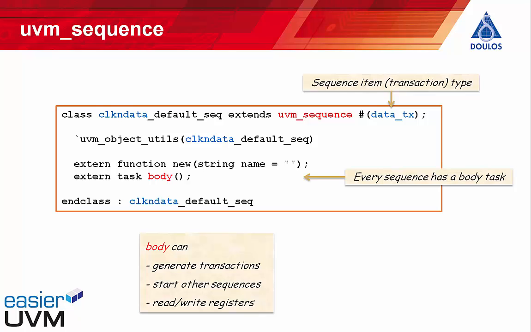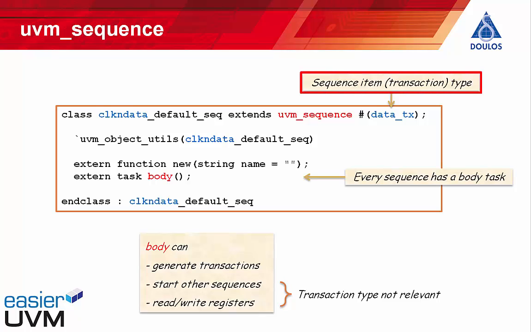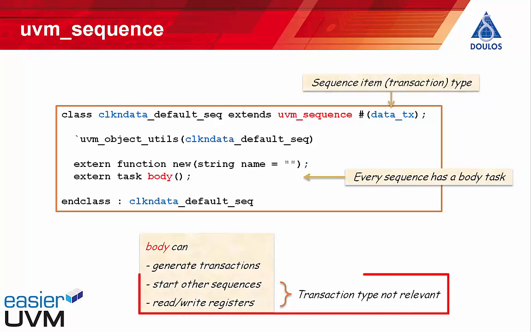So technically, a sequence is an object of a class that extends UVM sequence, and it has a body task to do whatever it is the sequence does. And those are pretty much the only technical limitations on sequences. I'll talk more about the use model for sequences as we go through this tutorial. So if we're using a sequence to generate transactions, then the sequence item that we name when we extend the base class is going to be very important. If we're using a sequence to start other sequences or using a sequence to read or write registers, the transaction type is not directly relevant. Because of that, it could even be omitted.